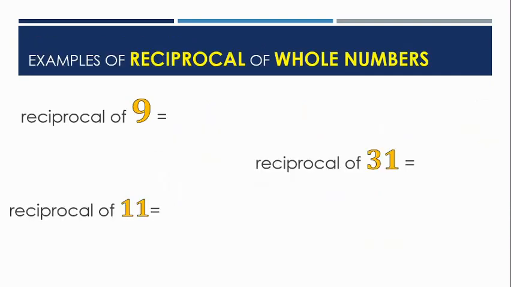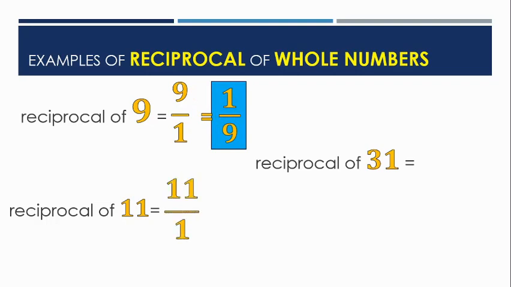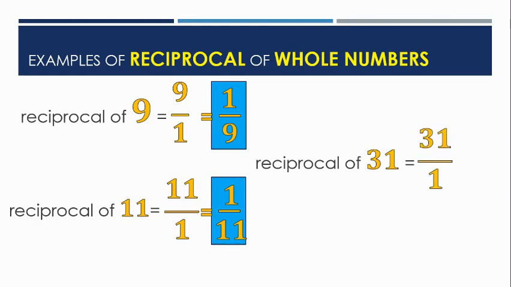Now, let's try some. So, the reciprocal of 9 would be, first, write in fraction form, 9 over 1, and then get its reciprocal. 1 over 9 is our final answer. Next, let's have the reciprocal of 11. Write it in fraction form, 11 over 1, then interchange, so it will be 1 over 11. Next, we have the reciprocal of 31. Write in fraction form, 31 over 1, and interchange now, so we have 1 over 31.